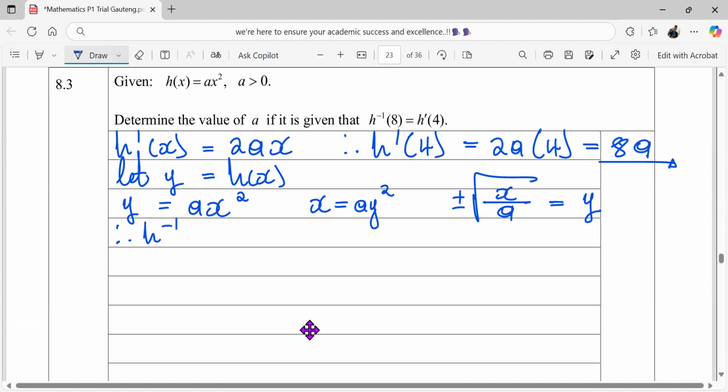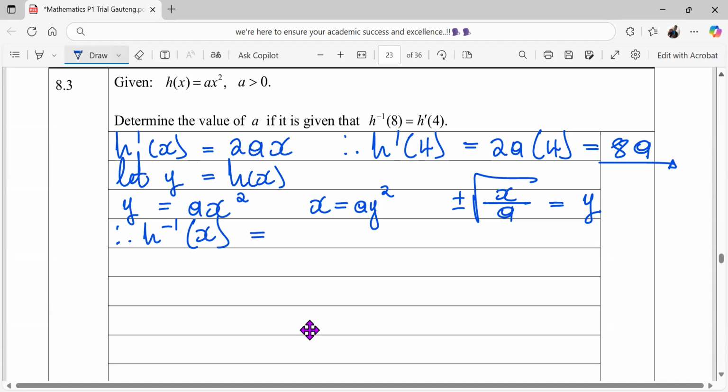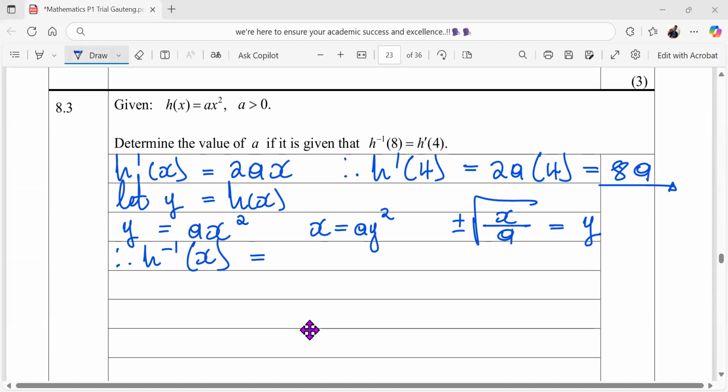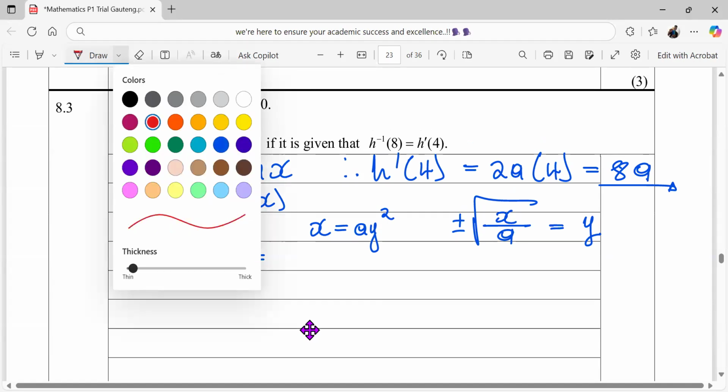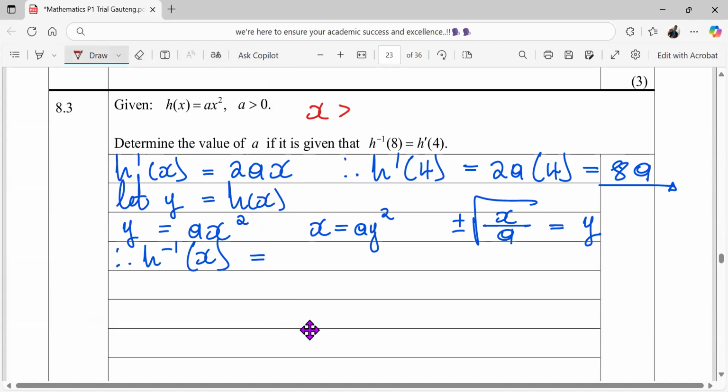But now, the question here is, which one do we take? Do we take the positive one or do we take the negative one? That's really a good question. How do you answer that? Because they didn't tell you that you need to restrict the function to focus on positive values of x or to focus on negative values of x. They didn't tell you how to restrict the domain of the function here. So then how do you know which one is the right one?